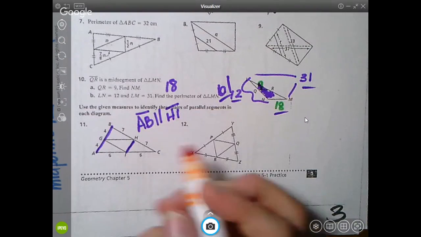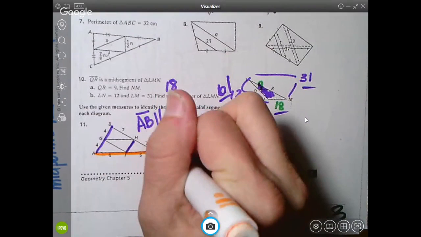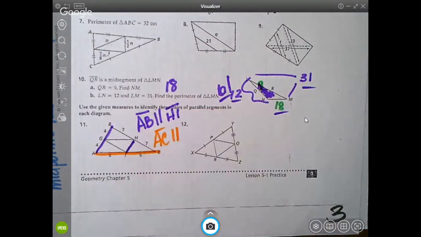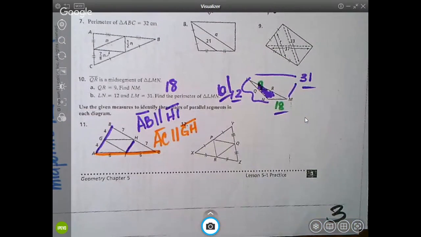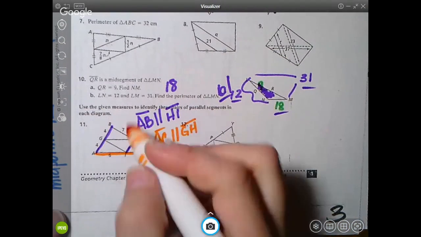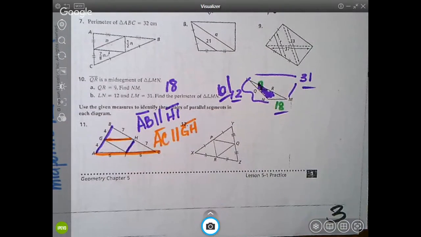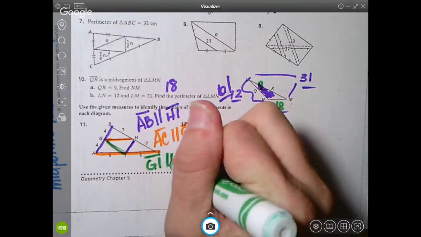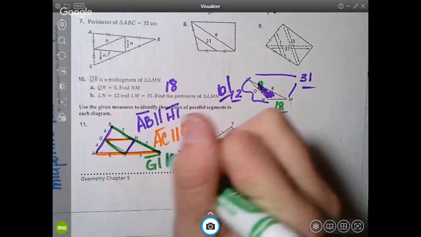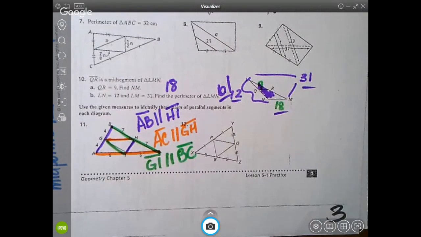So if I have AC, which letter is the line inside that doesn't touch AC? GH. If I have GI here, then I'm going to have BC. And the order doesn't matter. One doesn't have to go before the next. Okay, so that would be the parallel lines.